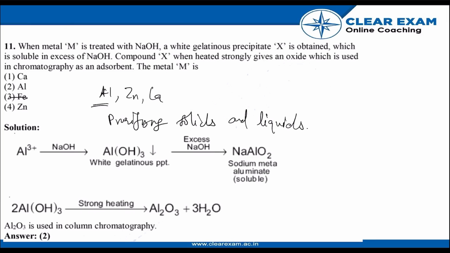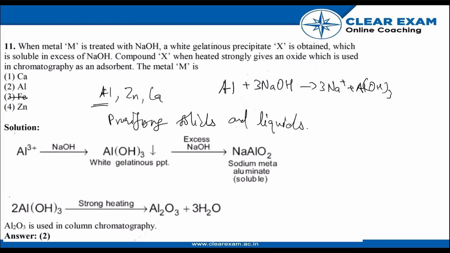When aluminum is treated with NaOH, Al plus 3NaOH, it will give aluminum hydroxide, Al(OH)3, plus 3NaOH, which is a white gelatinous precipitate. When it is treated with excess NaOH, the sodium salt of aluminum hydroxide is formed.